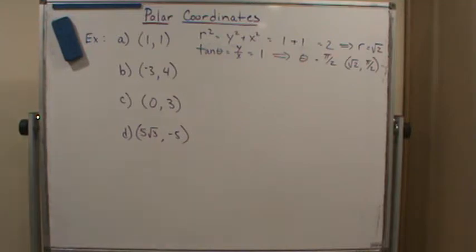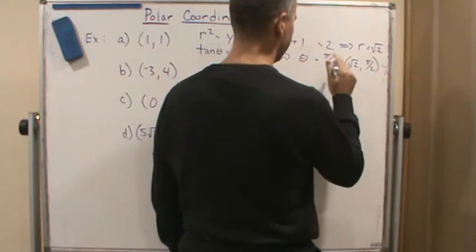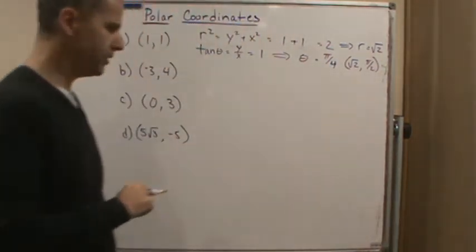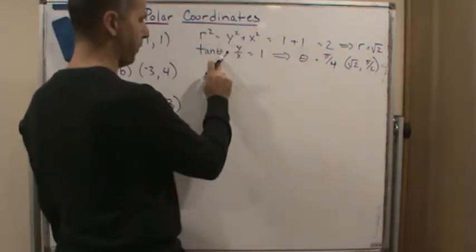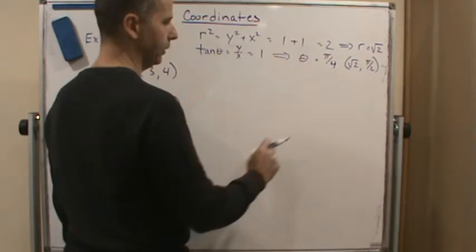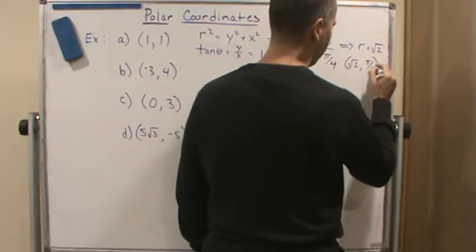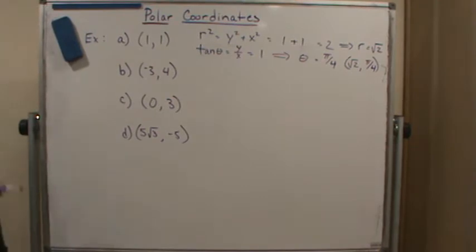Oh, I'm sorry. This is 90 degrees, not 45. So this is pi over 4. Sorry about that, I misspoke. I said 45 degrees, but remember 45 degrees is not pi over 2, that's 90. Pi over 4. So pi over 4 is 45 degrees, half of 90, obviously.